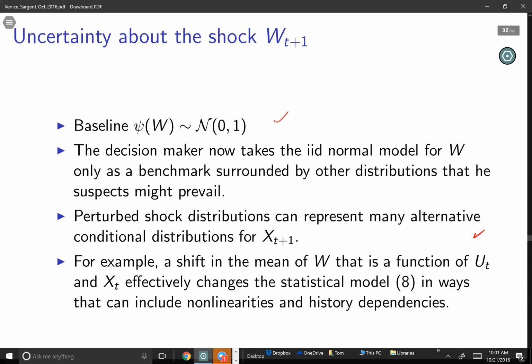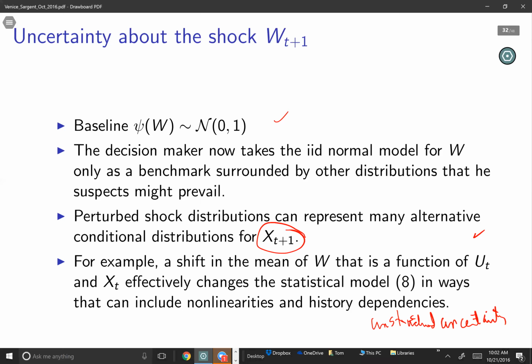There are alternative conditional distributions of what? This. And there can be shifts in the function that include nonlinearities and history dependencies. This is so-called unstructured uncertainty. Because at the end of the day, we're just going to say this is unstructured uncertainty. I'm not, quote unquote, non-parametric, infinite dimensional. I'm not going to tell you anything other than there's another distribution and its relative entropy is moderate.